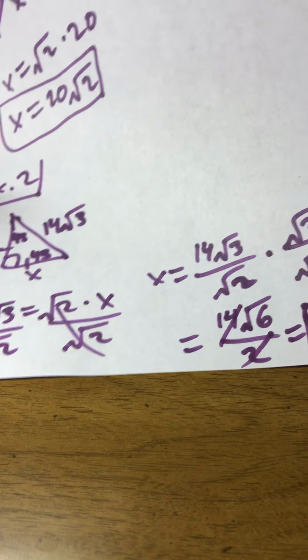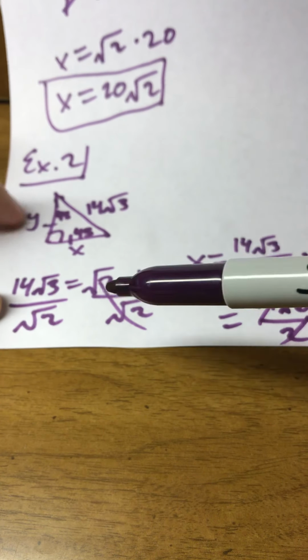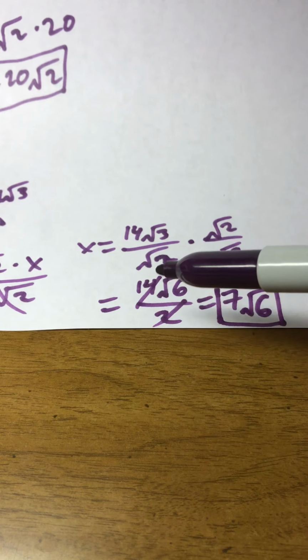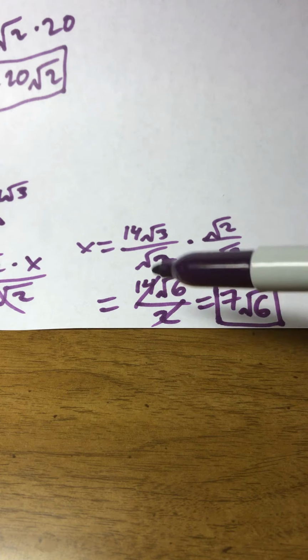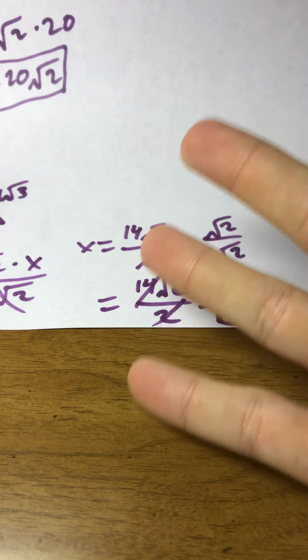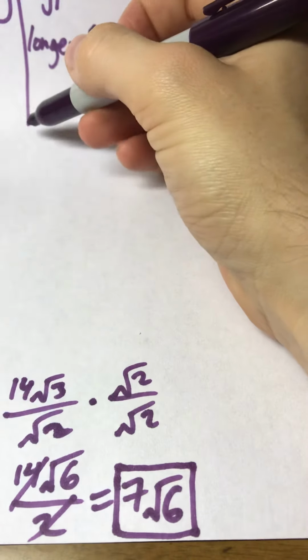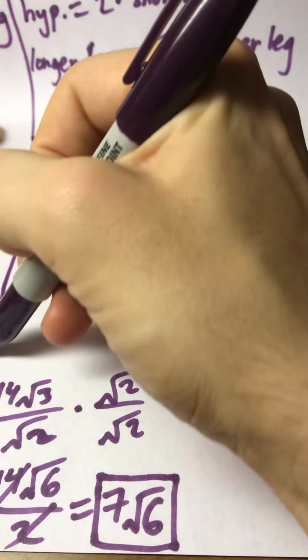If you can set it up using the equation from the top, really you're doing 3 steps after you set it up. You divide, you multiply the top and bottom by the radical, and then you reduce your fraction. So at most you'll have 3 things you have to do. Okay, so those are 45, 45, 90. I hope that helps.